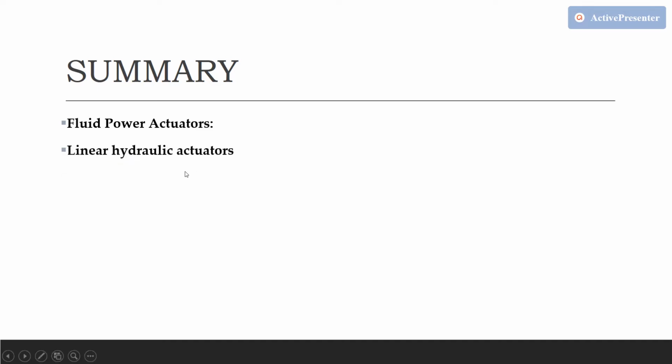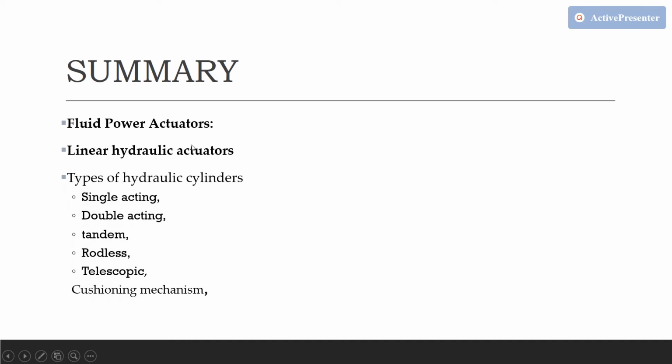Next we discussed various types of linear hydraulic actuators. An actuator is a kind of machine which performs a specific movement, and we defined it based on the requirement. Then we discussed various types of hydraulic cylinders: single acting cylinder, double acting cylinder, tandem, telescopic, and rodless. We discussed the entire working principle, their constructional features, and special characteristics.